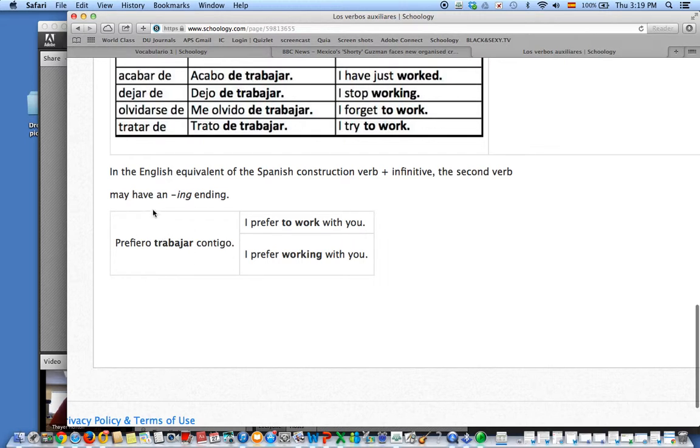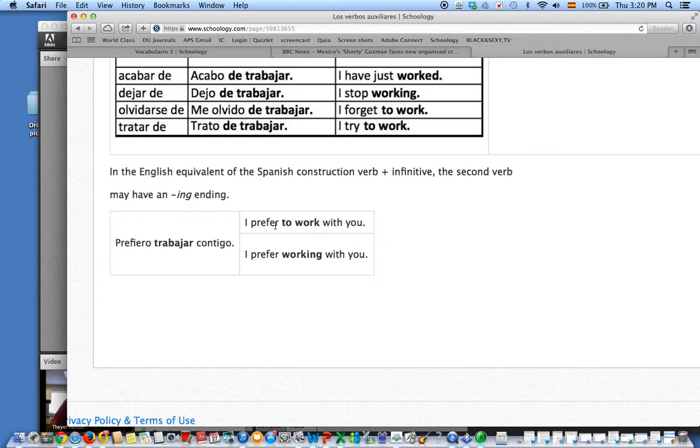Also, notice here in the English equivalent of the Spanish construction, the second verb may have an ing ending. So when you translate it, it might sometimes sound different. This example is like, I prefer to work with you, or people might say, I prefer working with you. Both mean the exact same thing in English, but we say it two different ways. Well, in Spanish, we get a break for a change. It's one way: prefiero trabajar contigo. That means one thing. So that AR sometimes means to do something, or sometimes the ing ending.